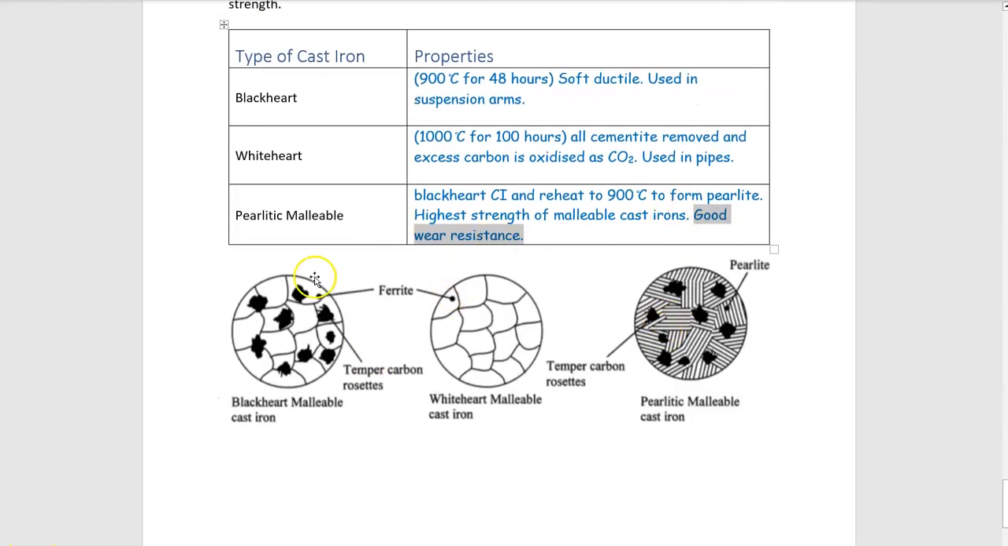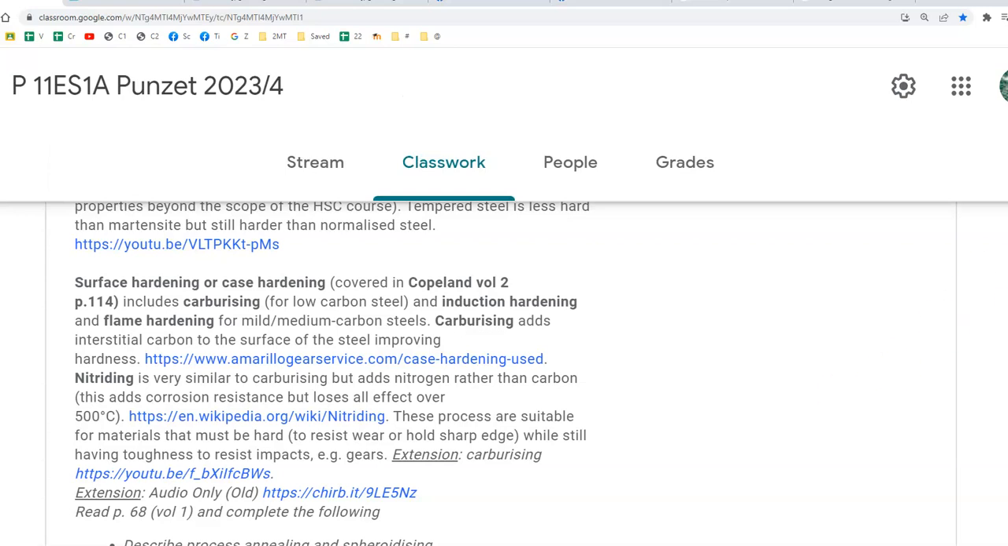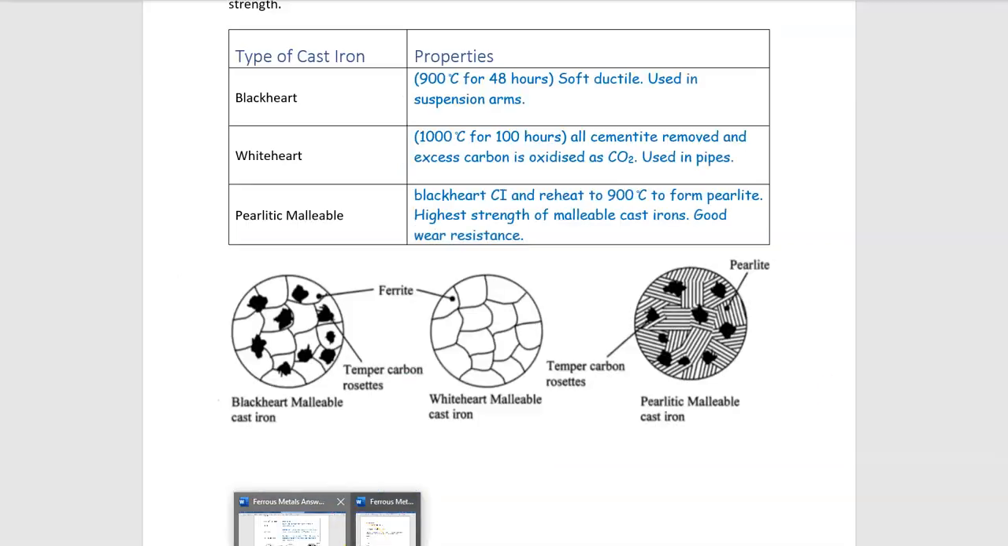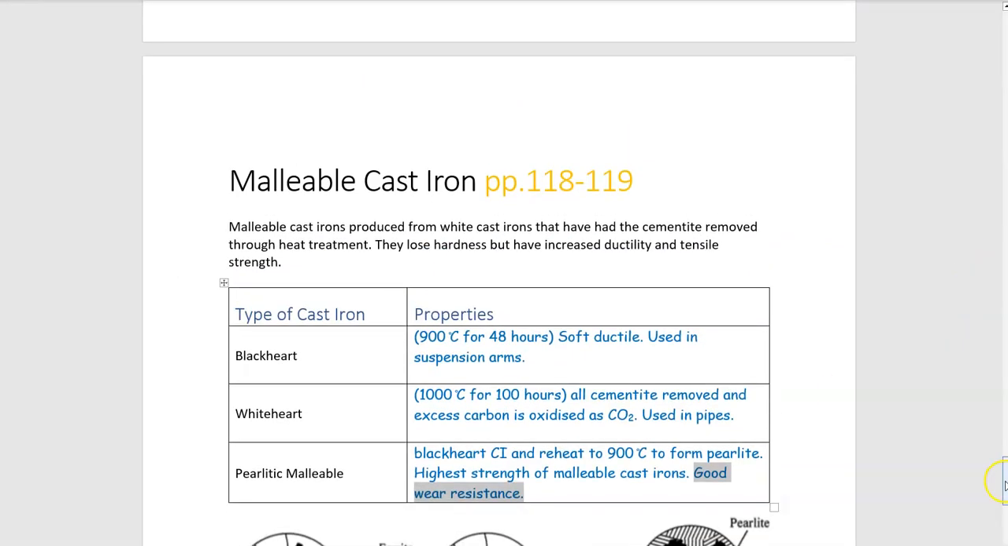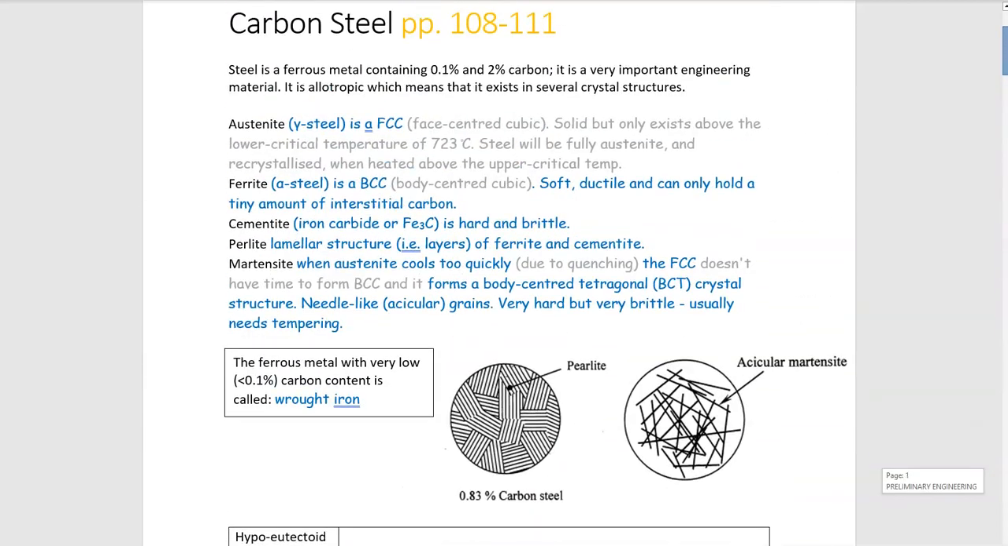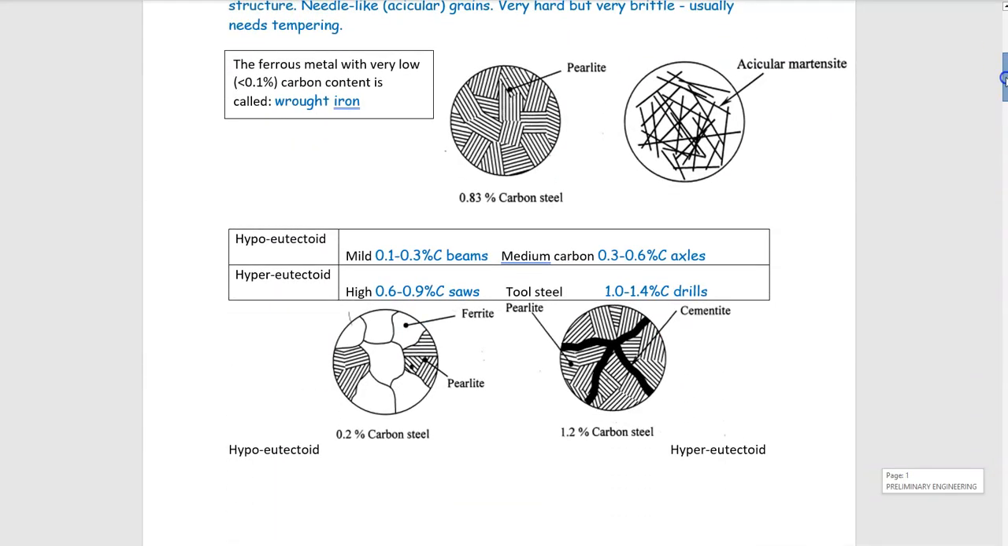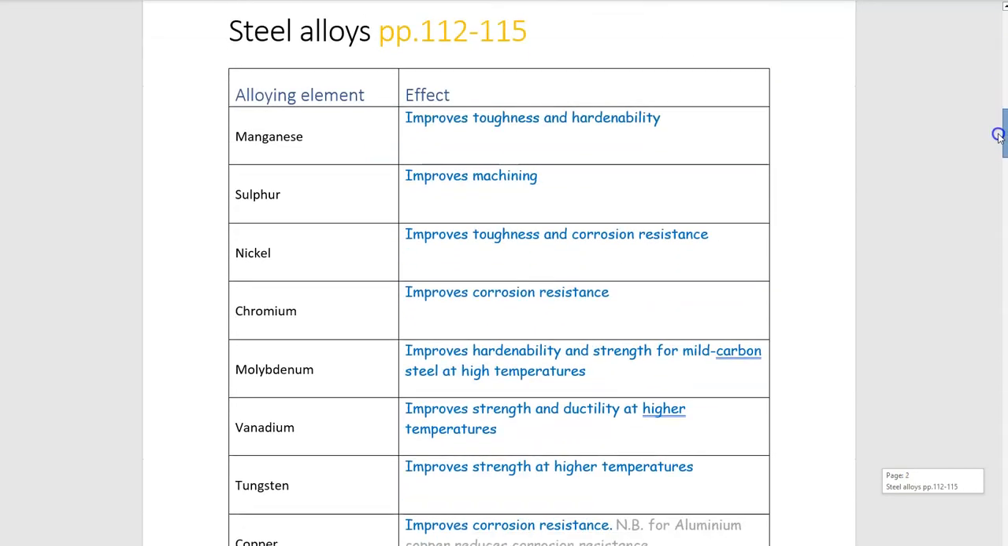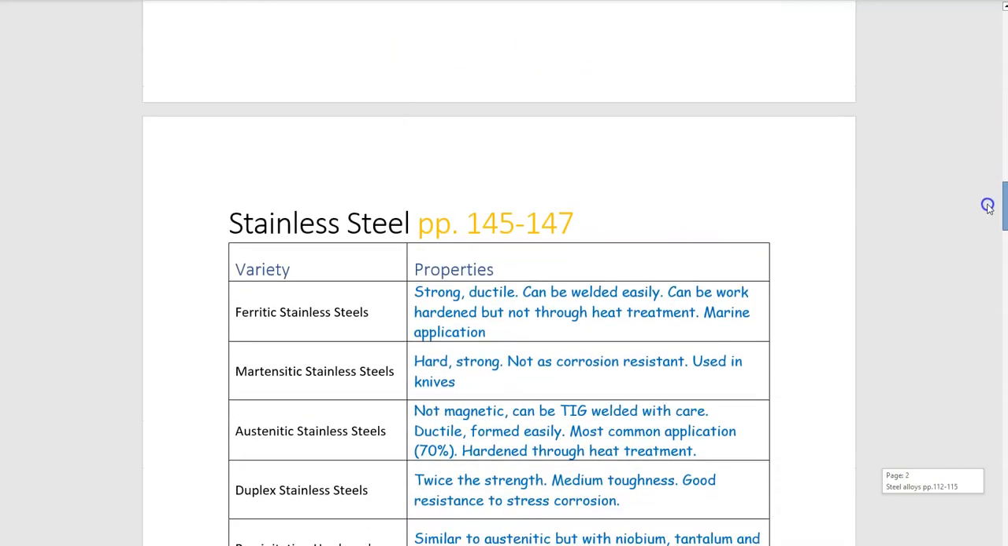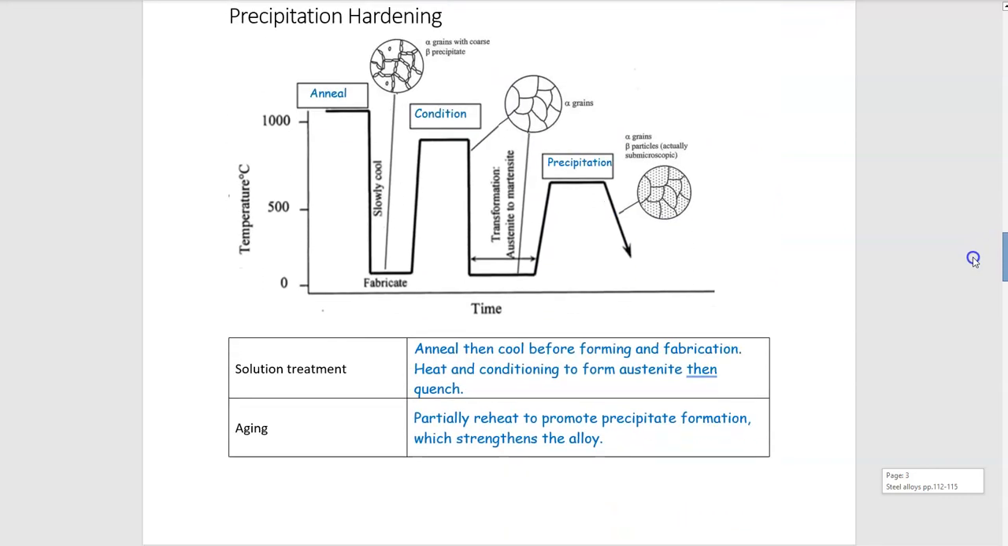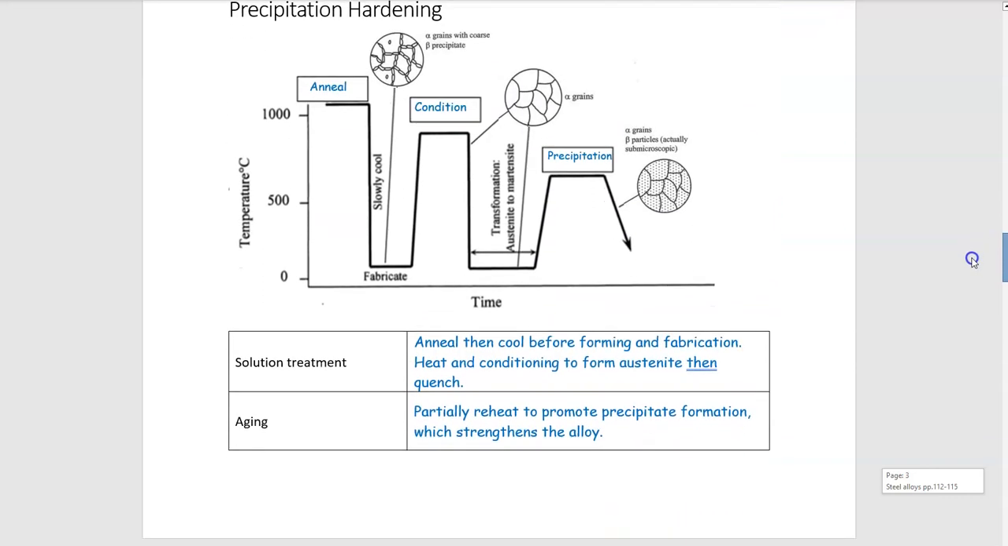Just to reiterate what you need to learn: if you want to focus your study, I would say as long as you know the first page, I'm happy. That's all you need to know for year 11. I would then also say that in year 12, we will need to understand precipitation hardening. If you learn this, you're exceeding my expectations, because if next year when I talk about precipitation hardening, you say, I remember that, we did that when we did stainless steel, I will be very happy.